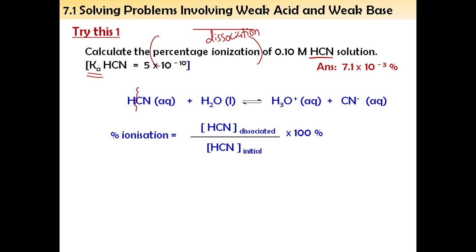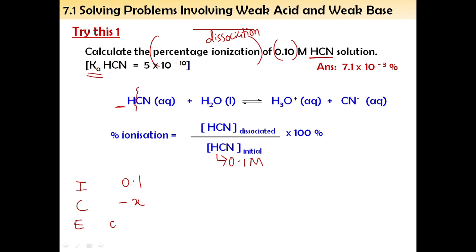Okay, we know that for initial is 0.1 m. Okay, sebab soalan dah bagi. What about dissociate? Okay, yang ni memang kena cari daripada ice table. Okay, let's say saya buat sikit. Untuk initial, HCN adalah 0.1. Untuk change dia stoichiometry 1 kan, so negative X.